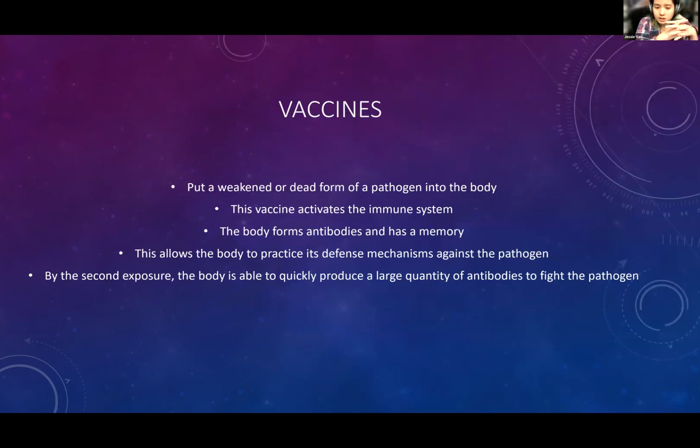Vaccines are things where we put a weakened or dead form of a pathogen into the body. They activate the immune system, the body forms antibodies and has a memory of how to fight this infection. The body practices its defense mechanisms to successfully defeat this pathogen, and upon second, third, fourth exposure, the body is able to very quickly produce a lot of antibodies to fight it really easily.